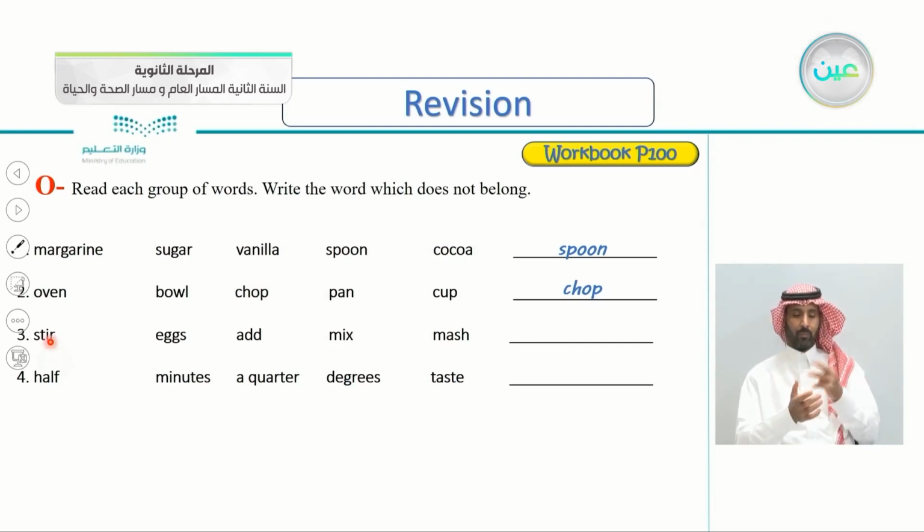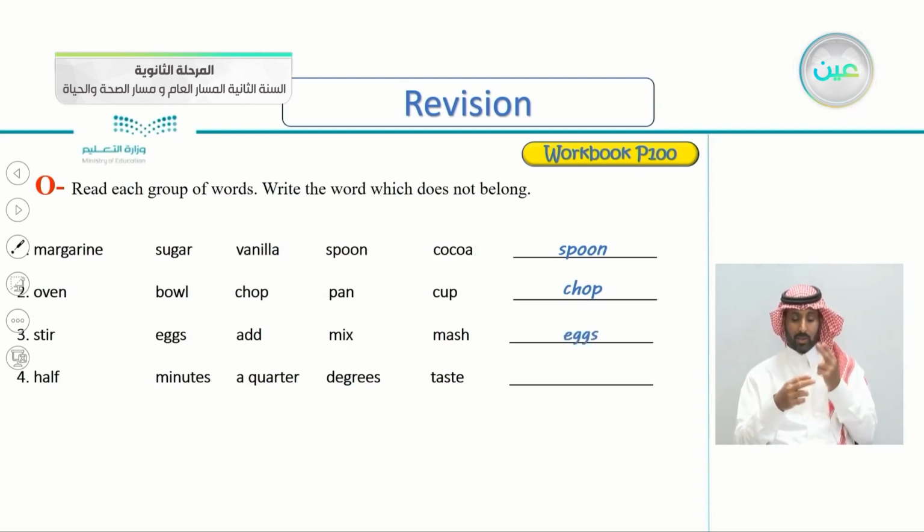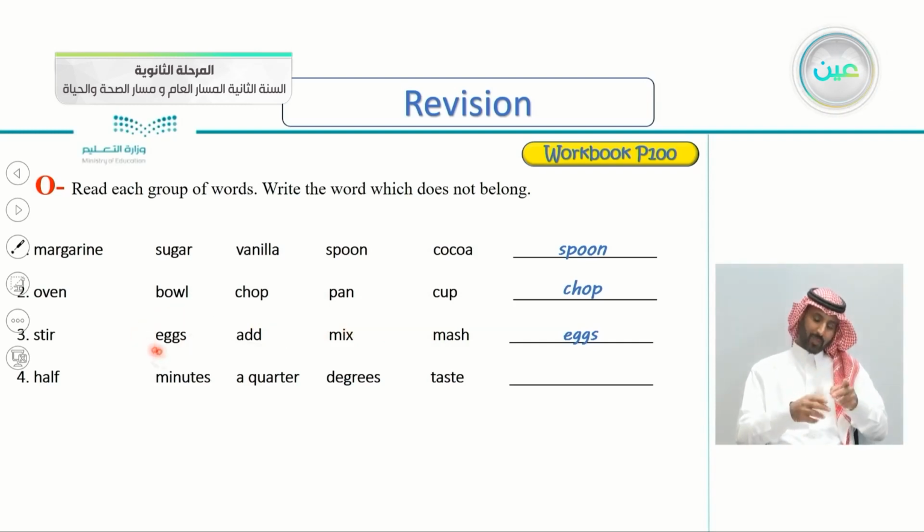Number 3 here, stir, eggs, add, mix, mash. Of course, this is an easy one. It's eggs, because all of these are actions. To stir, to move the soup with a spoon, to stir it. Add, to add something. To mix something, and to mash, like to mash a potato, for example. So all of these are actions except for eggs.